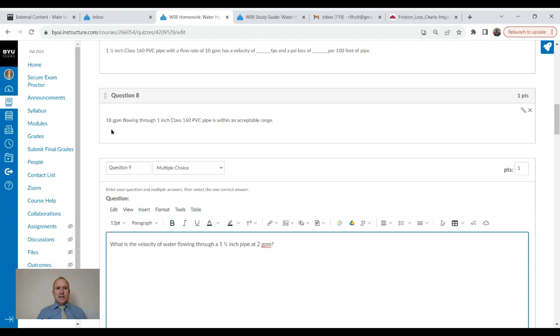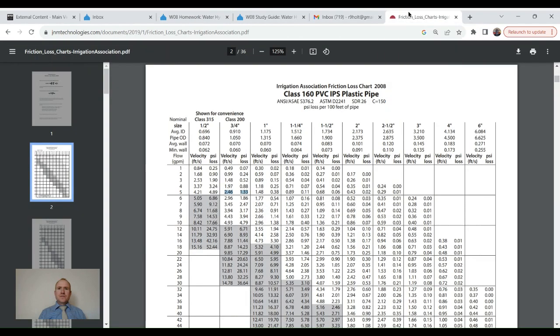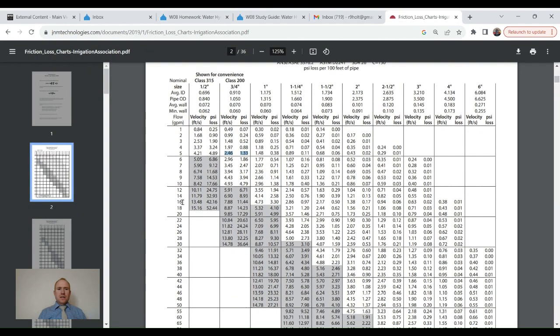Question 8, we're looking at 18 gallons a minute flowing through 1 inch class 160 PVC pipe, and it's stating that that's within an acceptable range. Let's go find out if it is in an acceptable range. So we're going to come over here. Again, we're looking at 18 gallons a minute. Come down the left side, and then let's work our way right into this column, which is for the 1 inch size pipe.